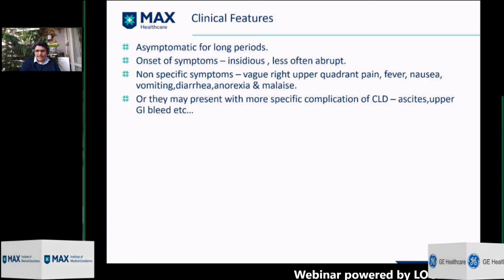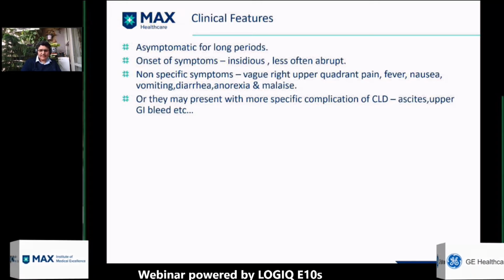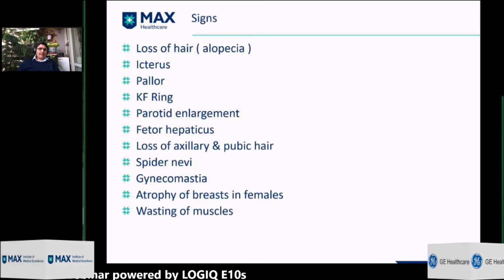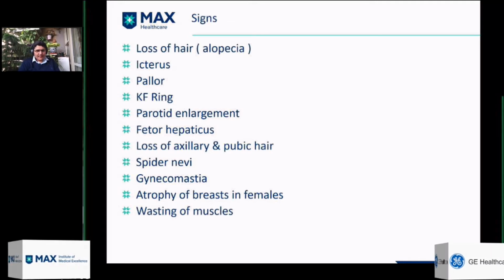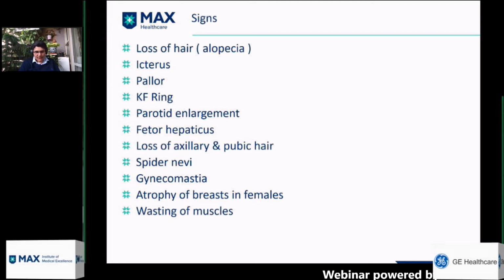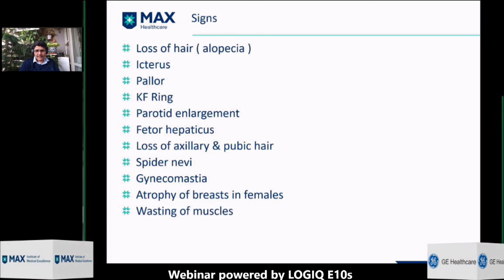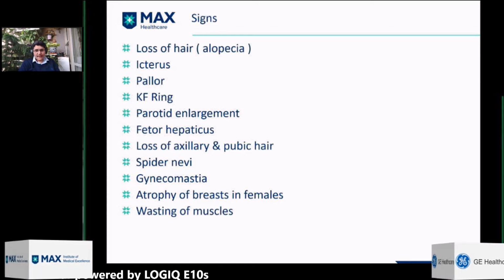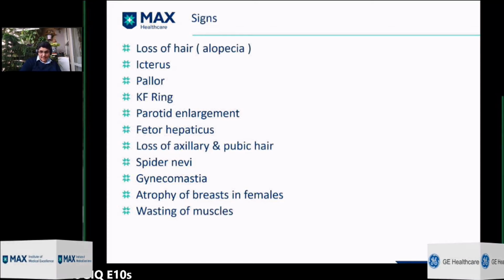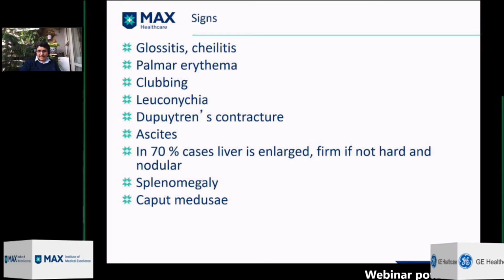Some patients can present with more specific complications like ascites or upper GI bleed and hepatic encephalopathy. The various signs primarily depend upon the etiology, but they can be alopecia. Icterus is common to a lot of patients with cirrhosis. Pallor is also there. The KF ring is more specific to Wilson disease, parotid enlargement to alcohol-related liver disease, fetor hepaticus, spider nevi, gynecomastia, wasting of muscles, glossitis, cheilitis, palmar erythema, clubbing, ascites.